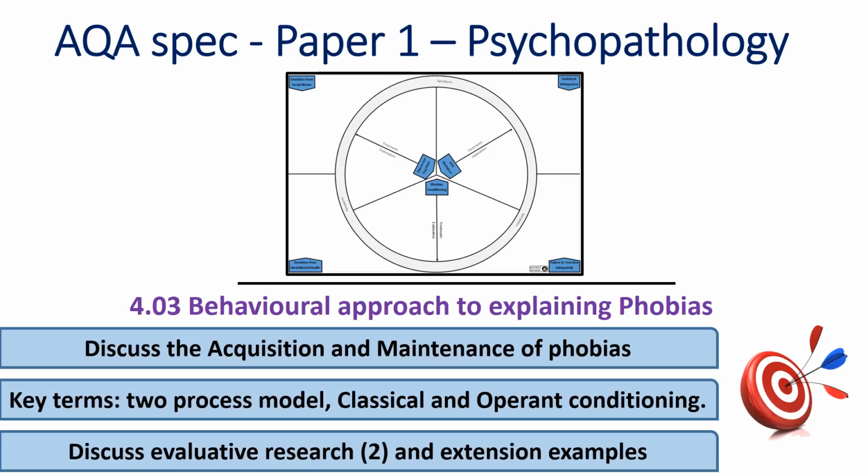In this video we'll be looking at the behavioural approach to explaining phobias. To do this we'll discuss how we acquire, so how we gain phobias, and how we maintain, how we keep phobias going. Some key terms for us in this video will be the two-process model and link into this classical and operant conditioning. As you might remember, classical and operant conditioning comes from the behaviourist approach to psychology. So if you're a little vague in those terms, feel free to go back to the behaviourist video from the approaches section. We'll very briefly discuss some evaluative research, but we'll have a bunch of extension examples to use as well.